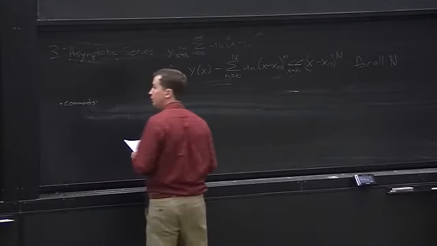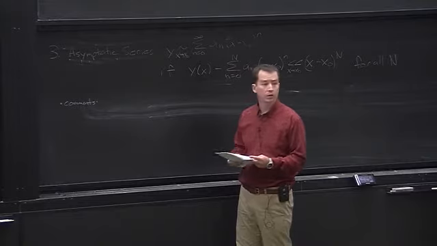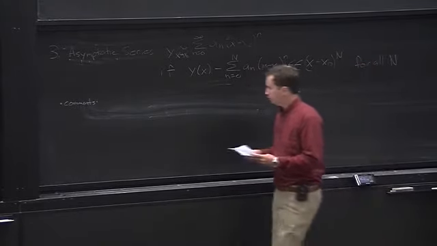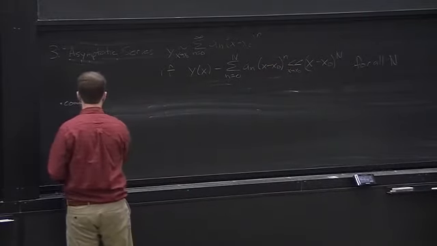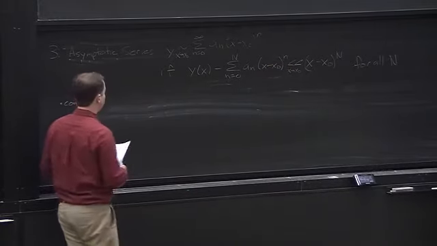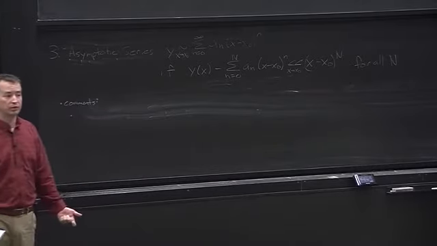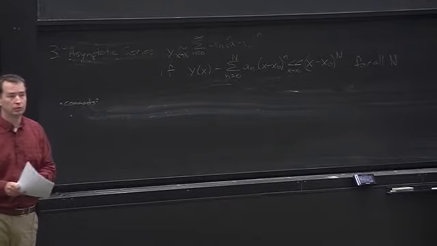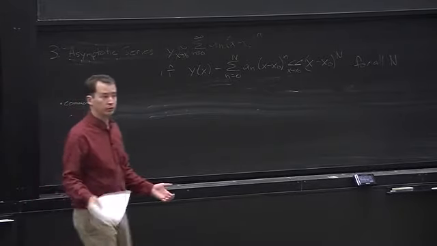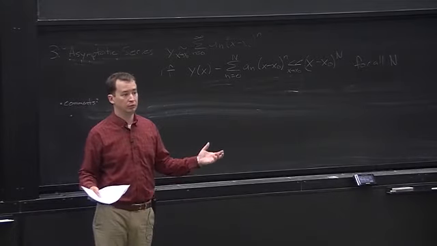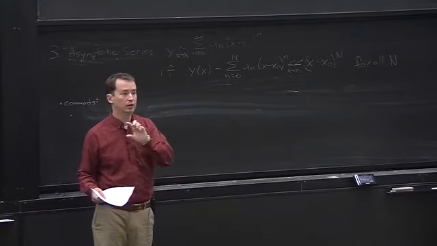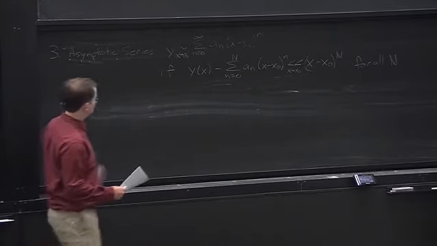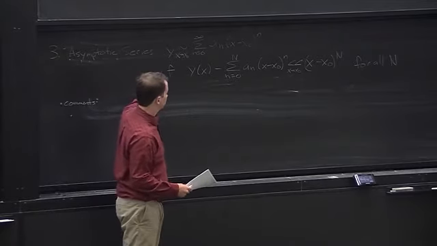Okay, so that's what an asymptotic series is, and a few comments. Convergent series become better approximations as we take more and more terms. You can always improve your accuracy if you take more terms with a convergent series. If you take enough terms, it eventually gets within any error tolerance of whatever you're trying to approximate. That's not necessarily true for an asymptotic series.